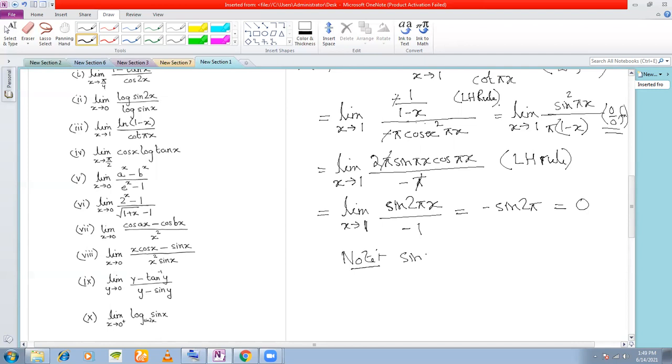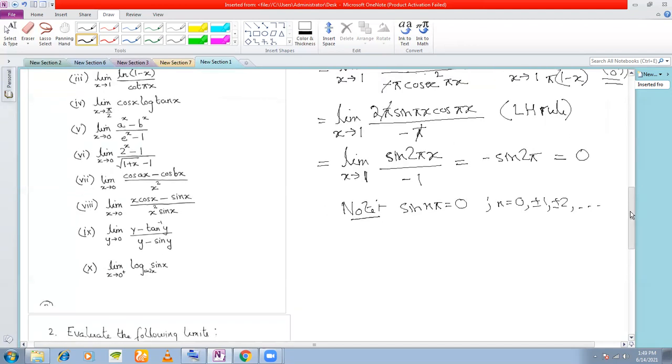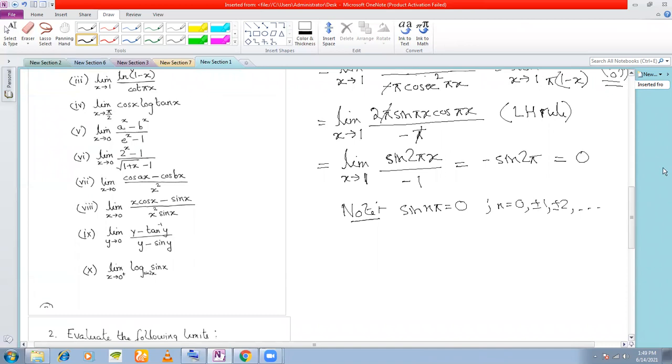As I told you, sine of n pi is always 0. Always remember this: sine of n pi is always 0, whatever the value of n is, 0, plus minus 1, plus minus 2. So sine 3 pi is 0, sine 4 pi is 0, sine minus 2 pi is 0, sine minus 3 pi is 0, and so on. So that's your answer.